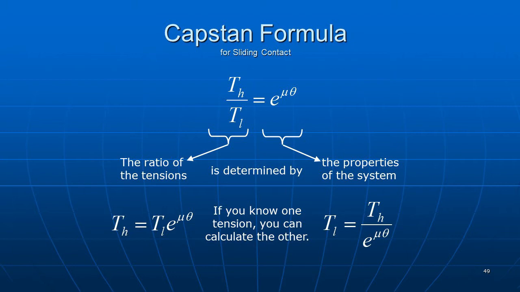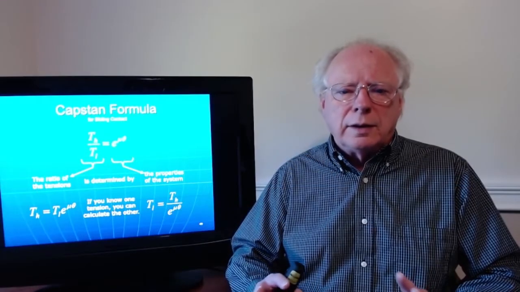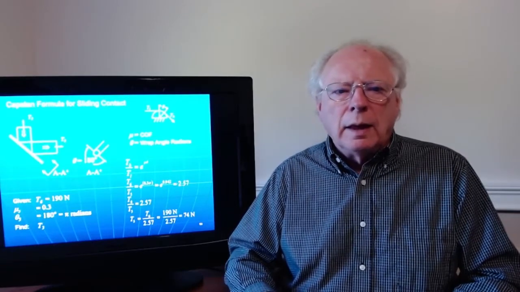Now, the Capstan formula, T_H over T_L equals e to the mu theta, again comes in two different flavors. The high tension is equal to the low tension times e to the mu theta, or the low tension is equal to the high tension divided by e to the mu theta. What this means is if you know one side, you can calculate the other.